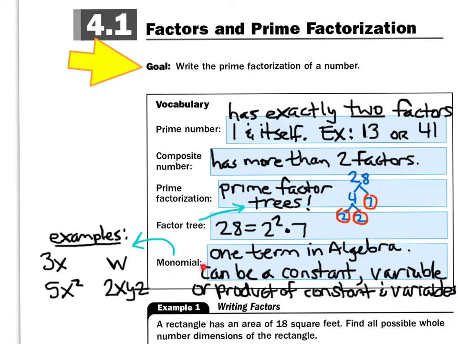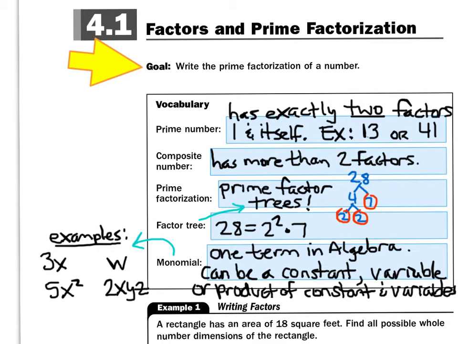Okay, and then take a look here, monomial. That's an algebraic term, and that is just one term in algebra. It could be a constant, and remember, a constant is just a plain old number. It could be a variable, like x or y, or it could be the product of constants and variables. So here are some examples.